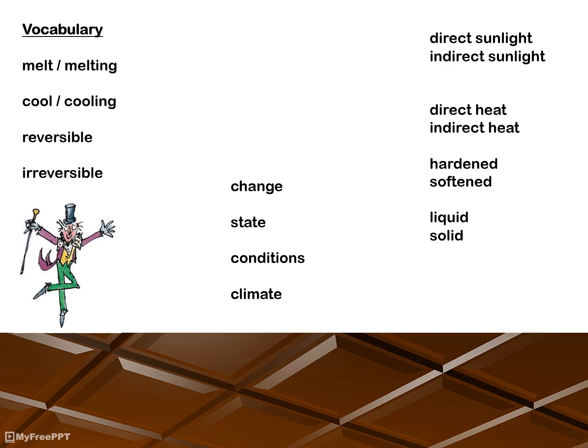Conditions, what kind of conditions are we using today? Maybe we could try and use the word climate as well. I know we've spoken about that in geography before. Direct sunlight and indirect sunlight, something that's right in the sun's view, something that's not in the sun's view, like the shade. Direct heat and indirect heat, very similar. Has the state hardened, has it softened? And like I said before, we've got a liquid which can move around shape, and we've got a solid which is completely still and we can pick it up usually.